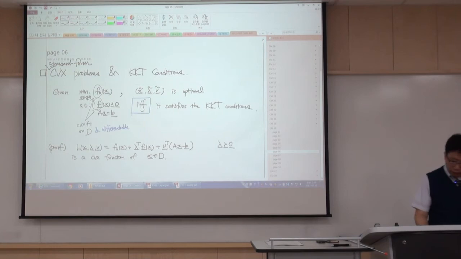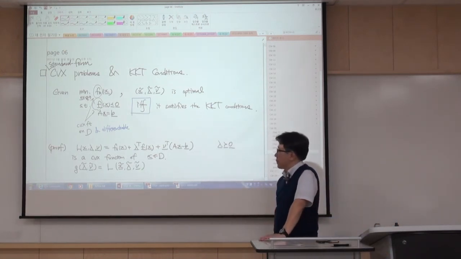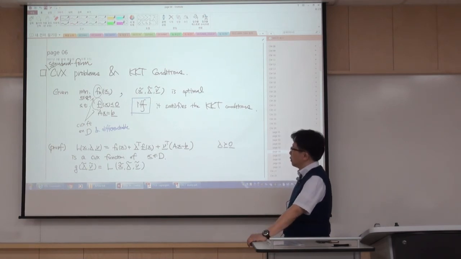Now we have differentiability, right? So the first KKT condition says that g of lambda tilde, nu tilde equals L of x tilde, lambda tilde, nu tilde. Why is this so?